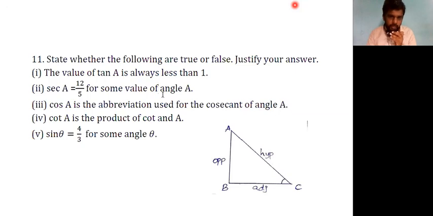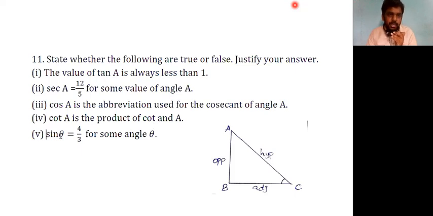Third one, cos A is the abbreviation used for the cosecant of angle A. Here also we have cos as the first three letters. As I said in the introduction, this is the complement of secant angle. This is not the complement of sine. Cos represents the complement of sine angle. Therefore, this is false. Fourth one, cot A is the product of cot and A. No, it is not. It is the ratio of two sides of the triangle for angle A. Therefore, the fourth one is also false.